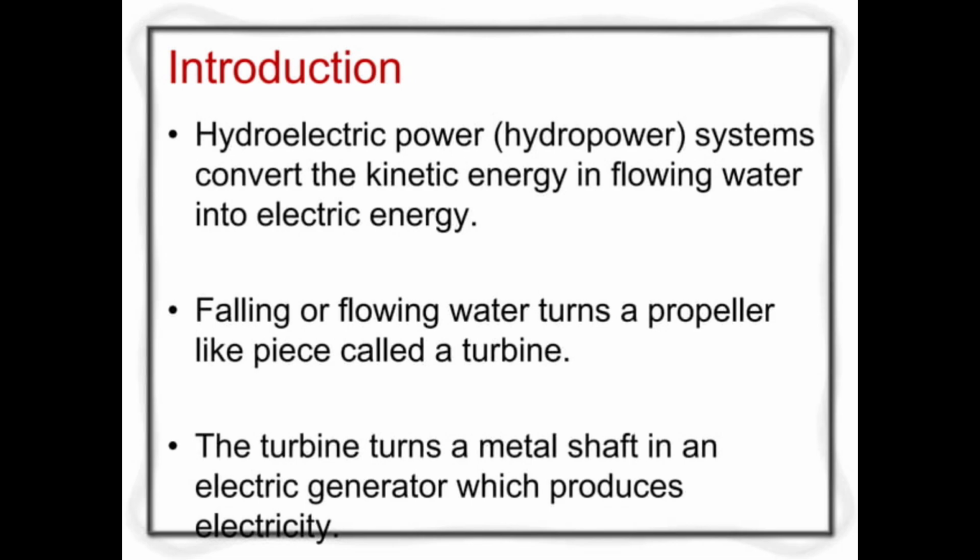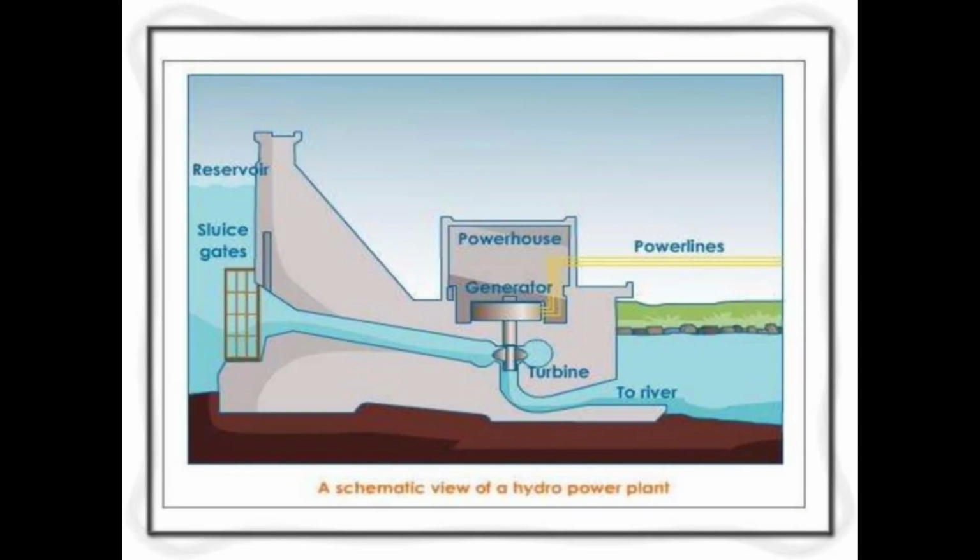Introduction. In this, hydroelectric power systems convert the kinetic energy in flowing water into electrical energy. Falling or flowing water turns a propeller or a turbine. The turbine turns a metal shaft in an electric generator which produces electricity. That is, the turbine is combined with the generator that produces the electricity.